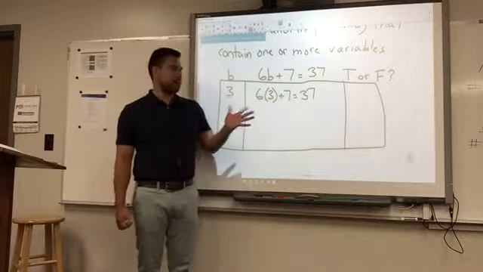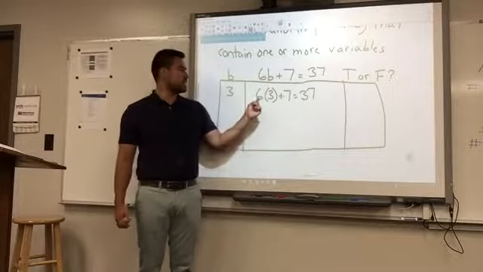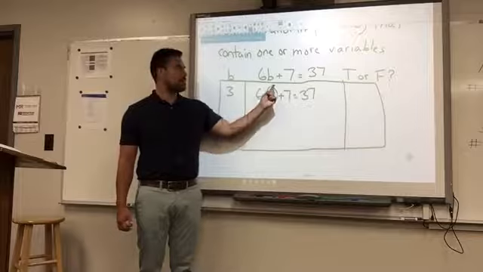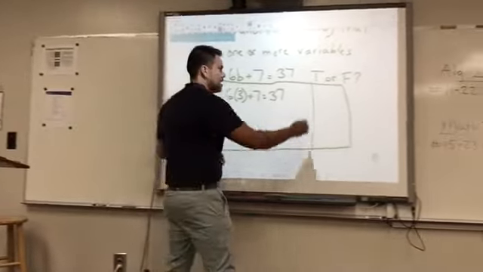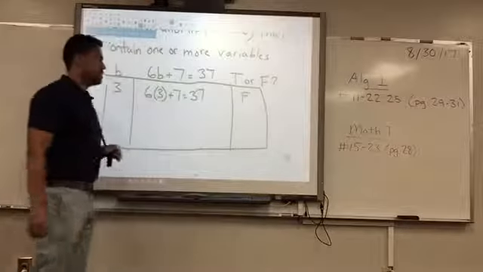False. False, okay? If you're like, wait, how do you know if it's true or false? What's 6 times 3? 18 plus 7? 25 is not equal to 37. So we put an F, that's false.